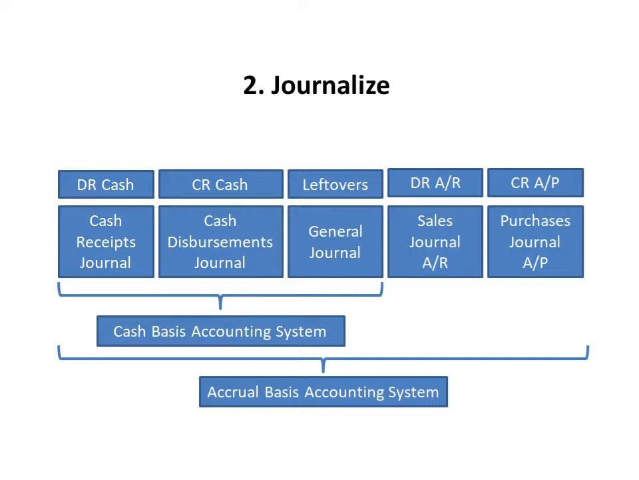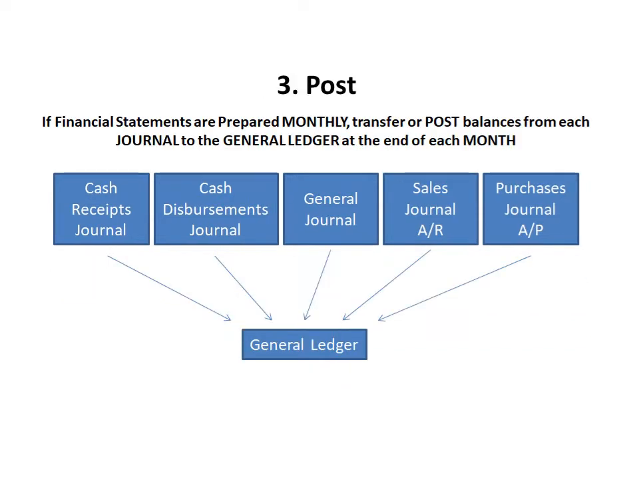If it does not fit in any of those 4 journals, it's going to go in the general journal. That's where I post the leftovers. That would be a journal entry for depreciation expense or something like that. So the first 3 journals, cash receipts, cash disbursements, and general journal, are used under a cash basis accounting system. And for an accrual basis system, that means you have receivables and payables, accounts receivable, accounts payable, accruals. That would be used for an accrual basis accounting system. Generally, introductory financial accounting courses focus only on accrual basis accounting.